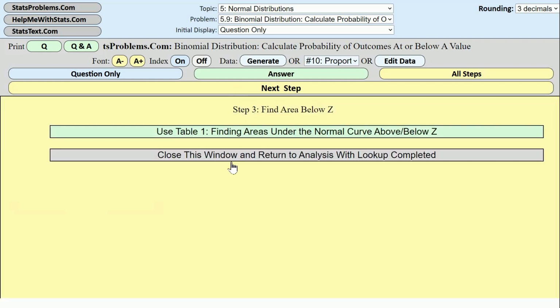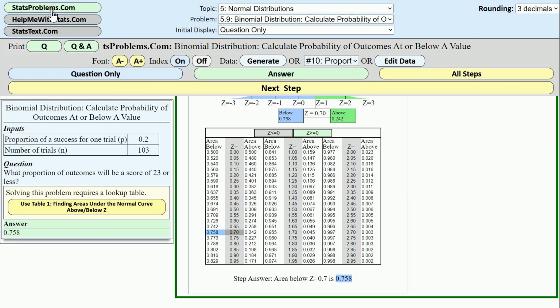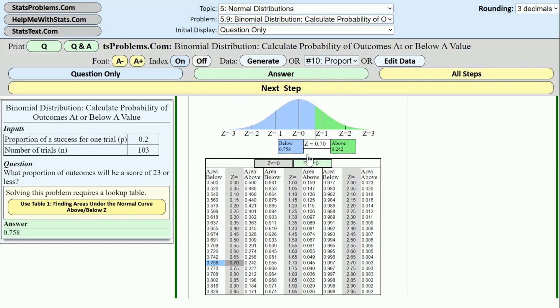In Step 3, we find the area above the z-score. To find the area, we use Table 1, finding areas under the normal curve, above and below z. We click on the entry for z equals 0.70, which highlights in blue the area of 0.758, which is the area below the z-score of 0.70. We close this window to return to the analysis, which shows the lookup table with the area 0.758 highlighted.